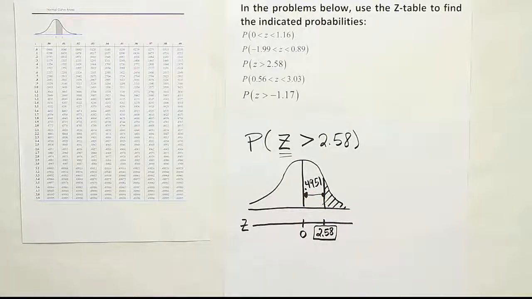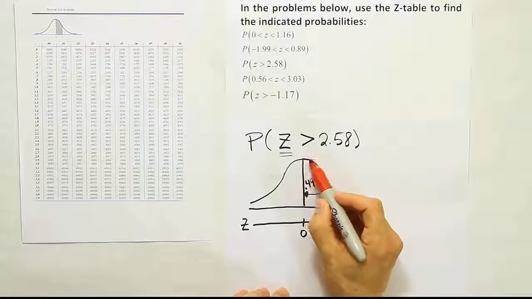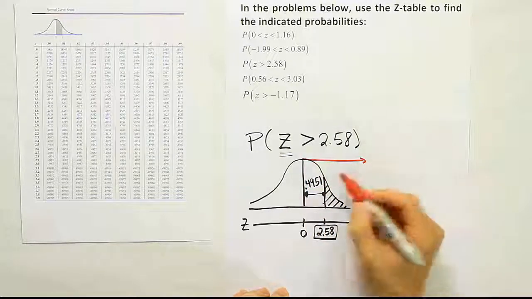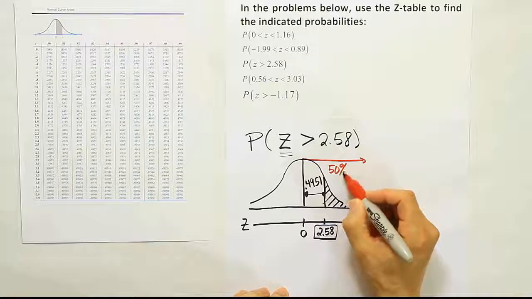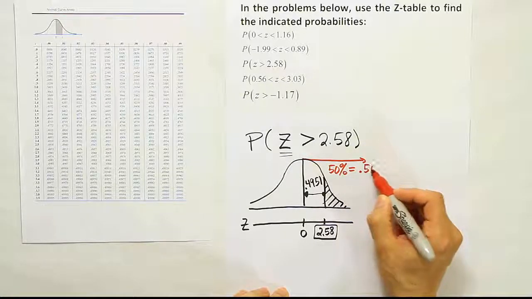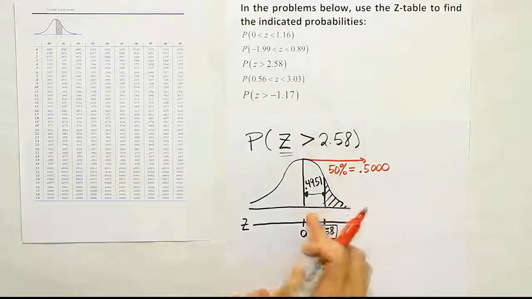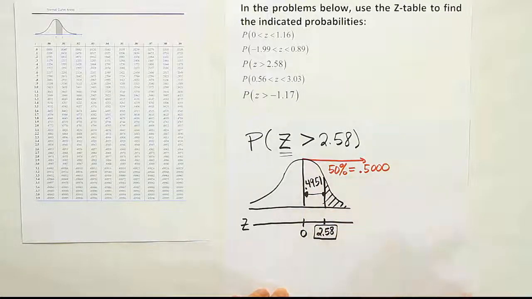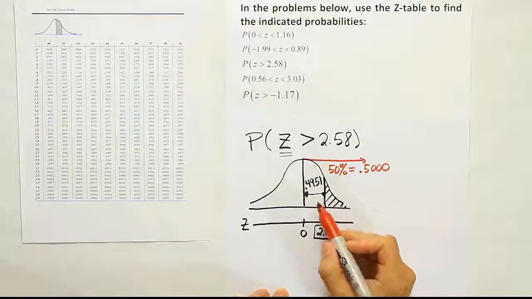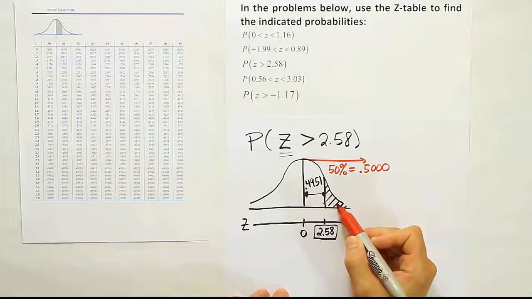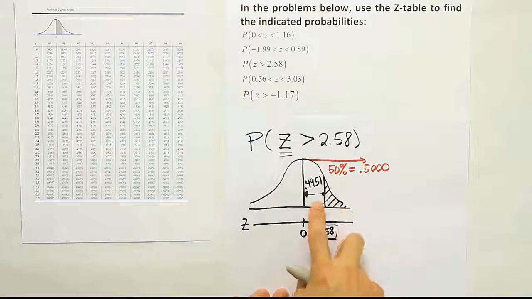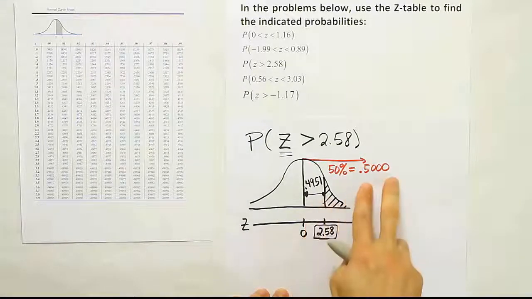So how we're going to figure this out is pretty simple. We're going to say, hey, look, this whole half of the curve from here over, right, all the way over, is 50% of the area, which as a decimal is 0.5000. That has to be true because the curve is symmetric and we're dealing with half of it, right? Now there's two parts to that curve. There's the white space here and the shaded part, right? So this half of the curve here, the white space and the shaded part together should add up to 50%.